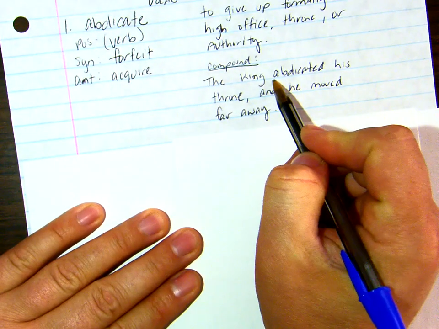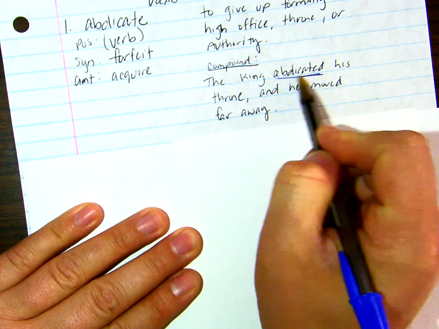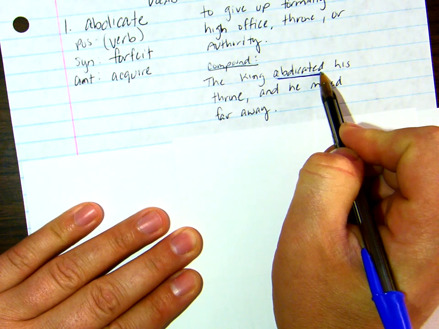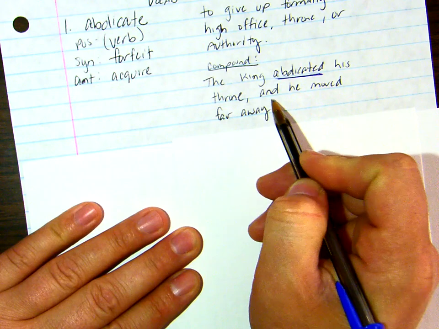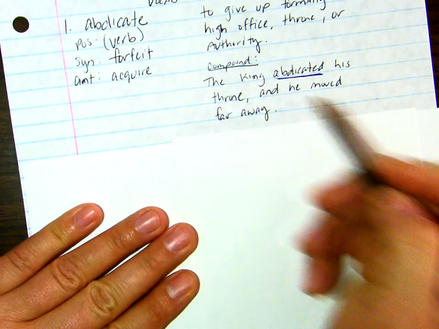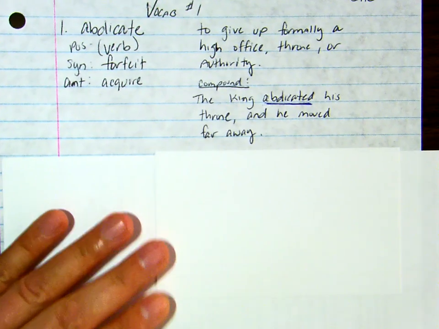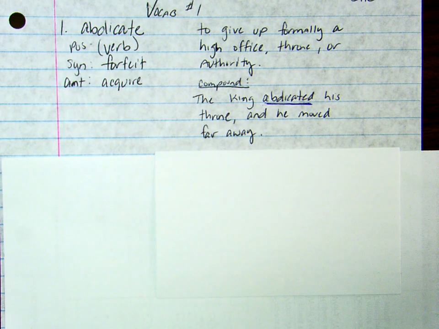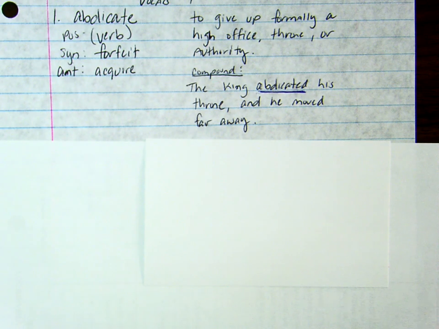Here's an example of a compound sentence using the word abdicate. And you want to go ahead and underline the word that you use. So we're going to say, the king abdicated his throne, comma, and he moved far away. And that's a compound sentence. But then the next step is you need to highlight it. We talked about highlighting and labeling your sentences in class.